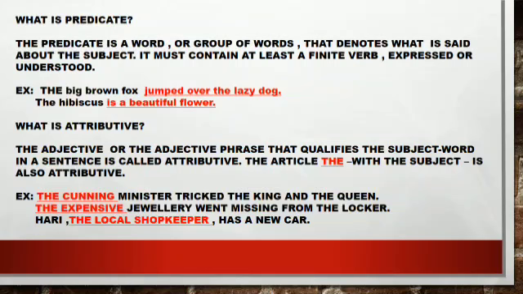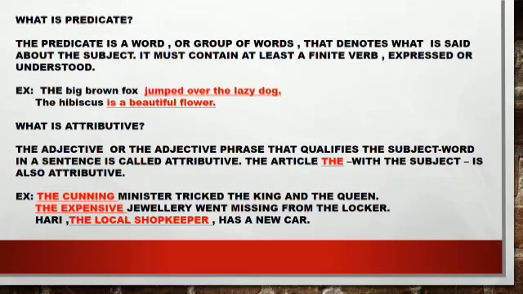So here you can see the examples. The cunning minister tricked the king and the queen. So the cunning, this portion is an example of attributive, and the subject is minister. And in the next one, here you are finding the expensive. Jewelry is the subject, but the expensive, here it is classifying the quality of the jewelry. What kind of jewelry? Expensive. So this is attributive. One example of attributive.